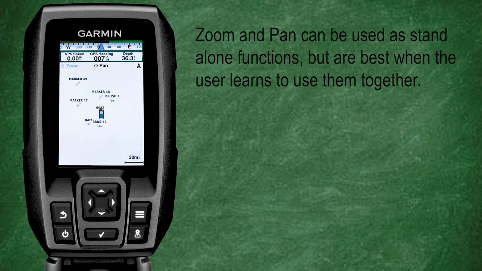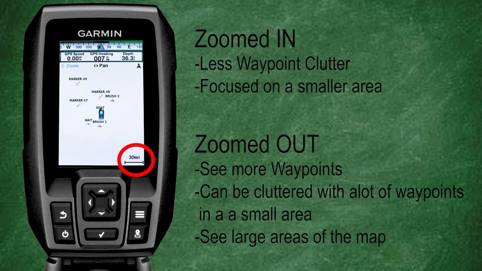We'll start with the zoom function. In the lower right-hand corner, you'll notice that we're currently zoomed out pretty far at 30 miles. Though 30 miles is a long distance, it gives you a good view of many of our waypoints that are spread out across this body of water.